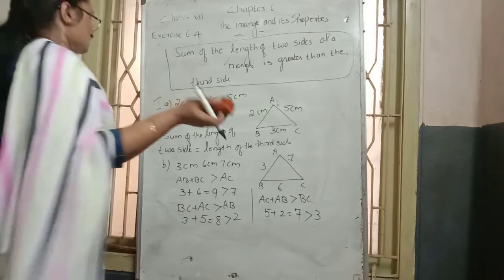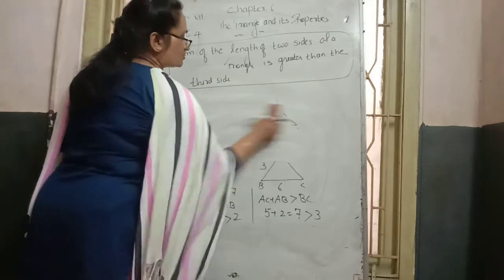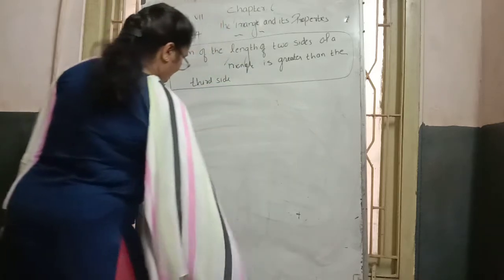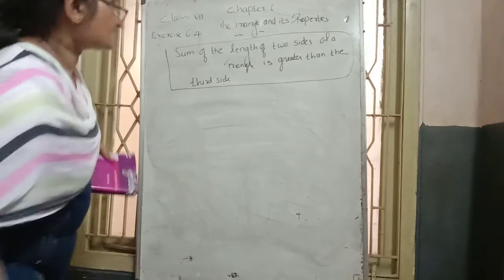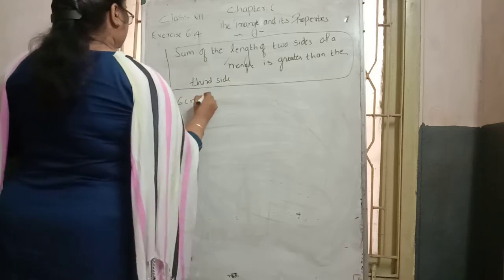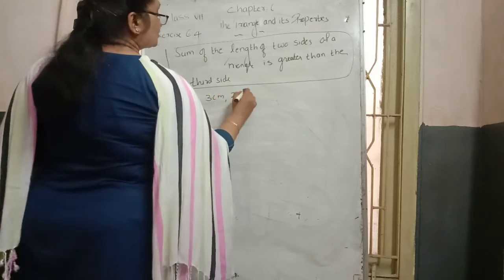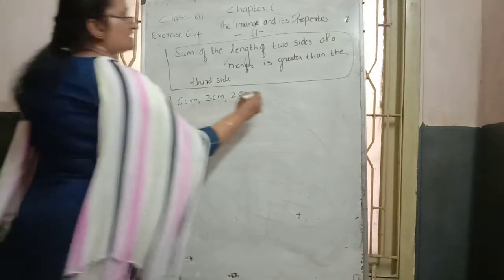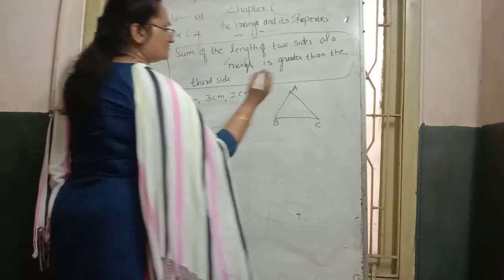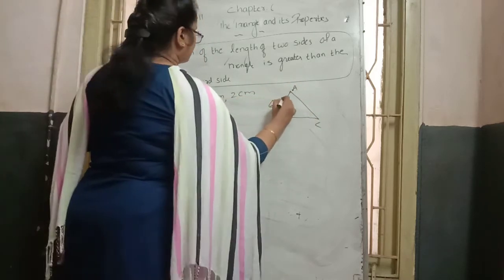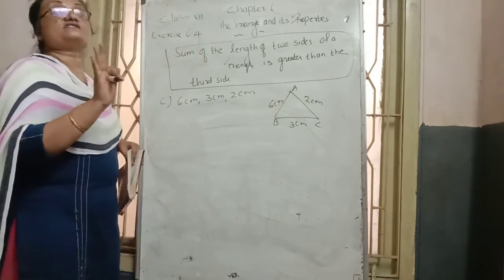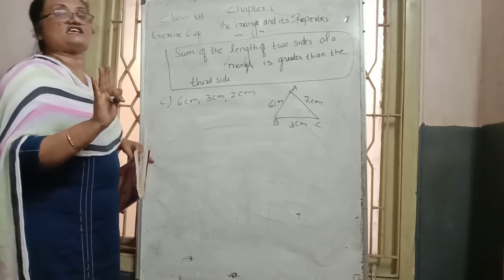One more question, the C question. Is it possible or not? Is it possible to get a triangle shape? The values given are 6 centimeter, 3 centimeter and 2 centimeter. Here also we can draw a rough diagram. Mark it as A, B, C, any alphabet. AB we consider 6 centimeter, BC 3 centimeter, AC 2 centimeter. If all 3 ways are satisfied, we can say it is possible.